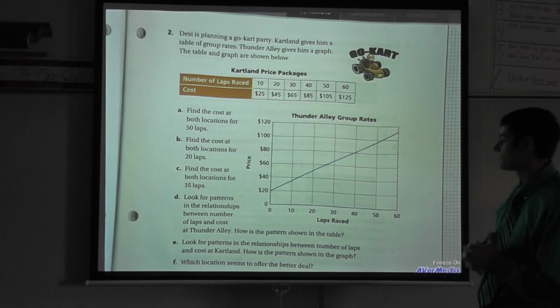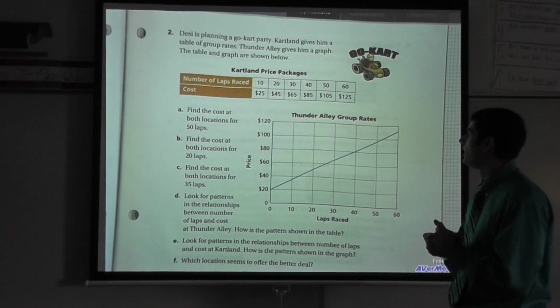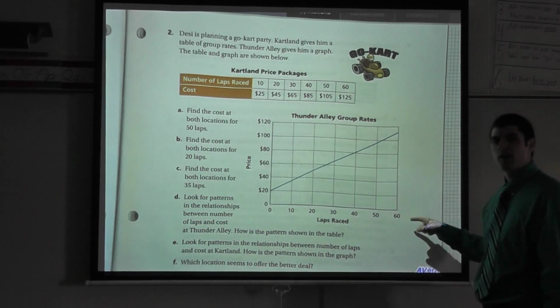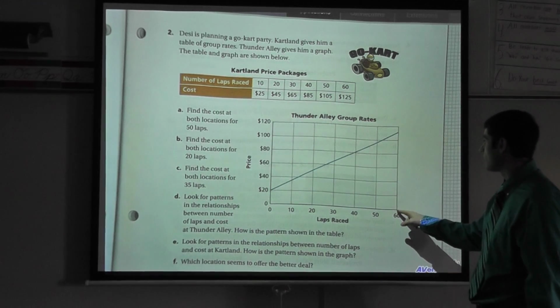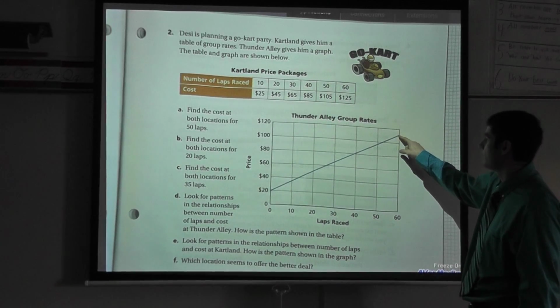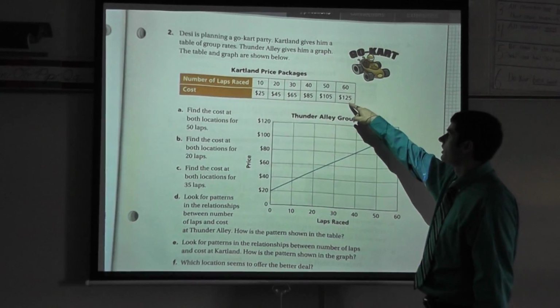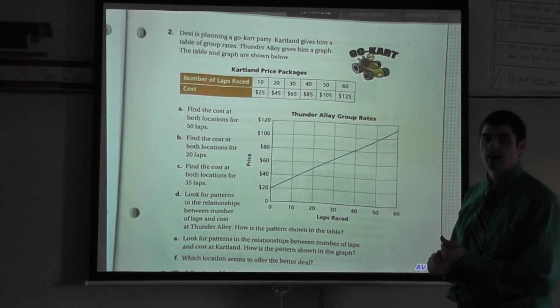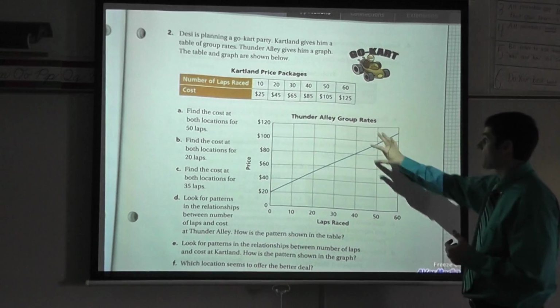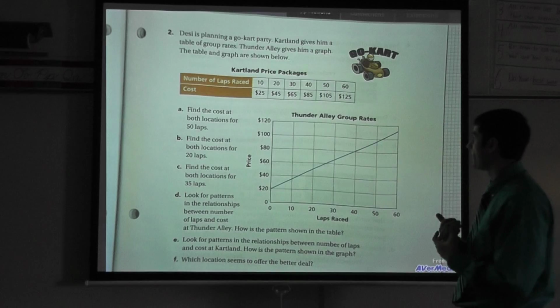Which location seems to offer the better deal? This is a dependent question. If I decided that, hey, we're going to race a lot of us, we're going to do 60 laps, well, 60 laps is going to cost you about $110 to do 60 laps. But if I do 60 laps over here, it's going to cost me $125. So if I wanted to do 60 laps, I would definitely go to Thunder Alley group rates because it's going to be a better price for my group.